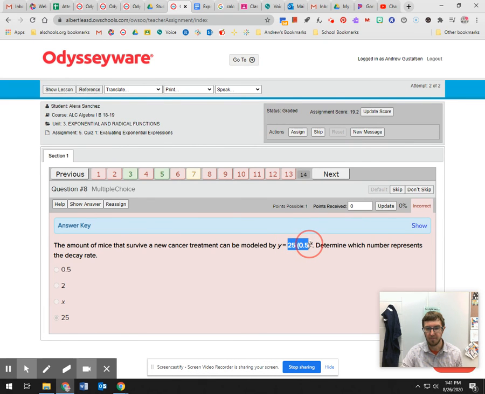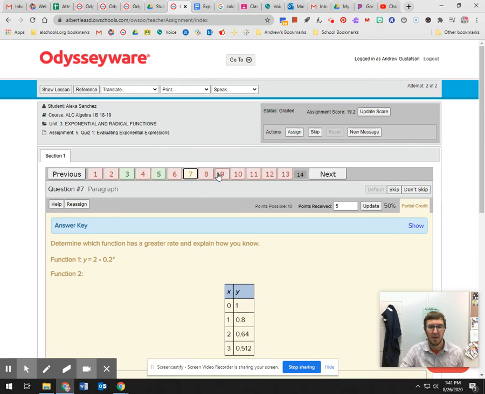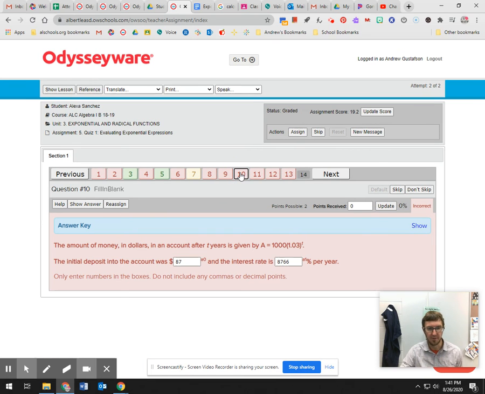Here's our problem. Remember, the beginning number, that's the principal. That's how much you're starting with. And what's inside the parentheses, that's the rate. I mean, that's it. That's the problem. You're done with the problem. Which number represents the decay rate? The rate is in parentheses in all those formulas. Got it. We already talked about this.